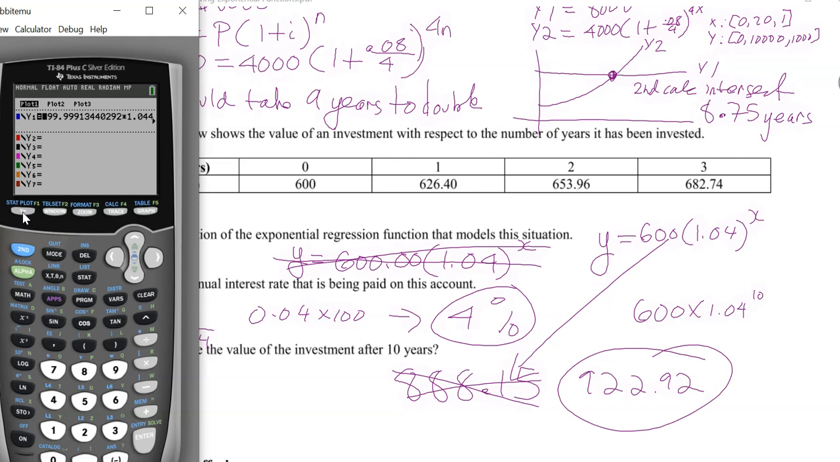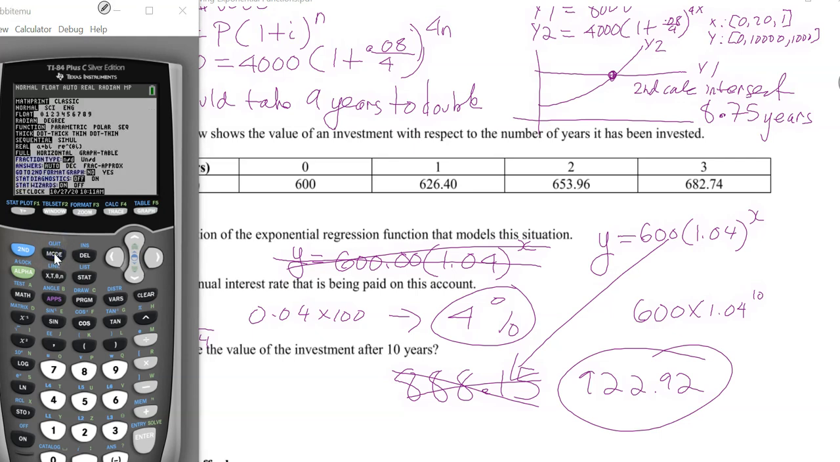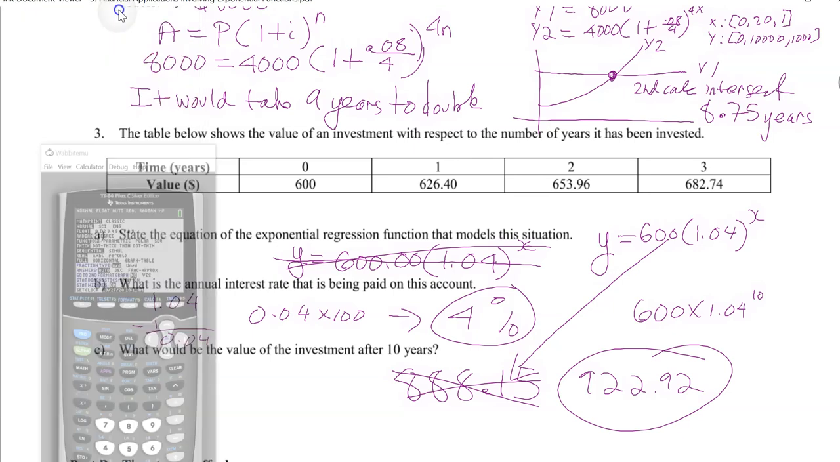What you want to do is you don't want to use the rounded values. Okay, so whenever you run regressions, make sure your calculator, the mode, is in float and not in a rounded.